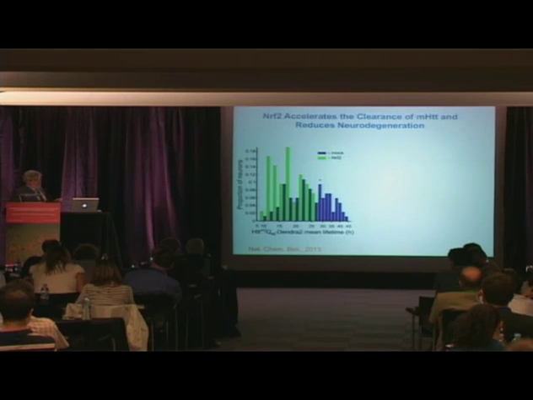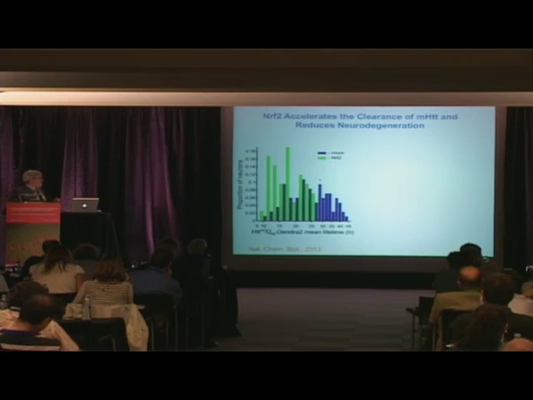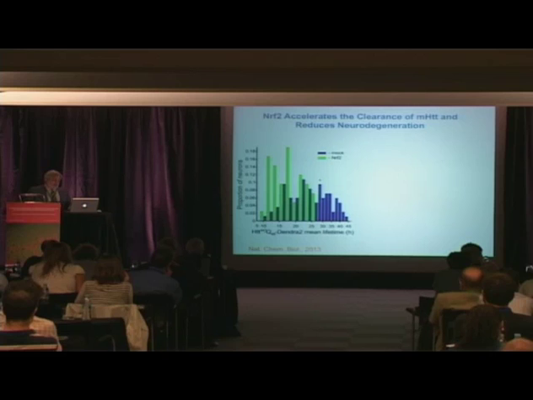So what we did was to introduce NRF2 into neurons, and then we measured the half-life of Huntingtin in the presence or absence of NRF2. And what we found was that when NRF2 was present, the proportion of cells with shorter Huntingtin lifetimes was greater. So in other words, it sort of left-shifted the half-life of Huntingtin. In other words, it's accelerating the clearance of mutant Huntingtin.